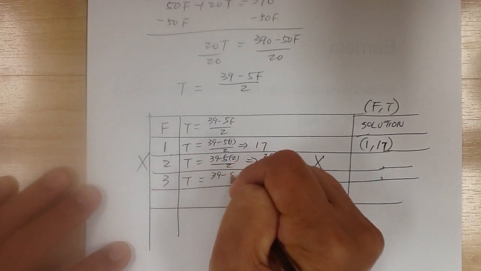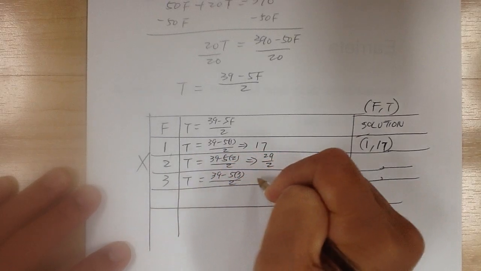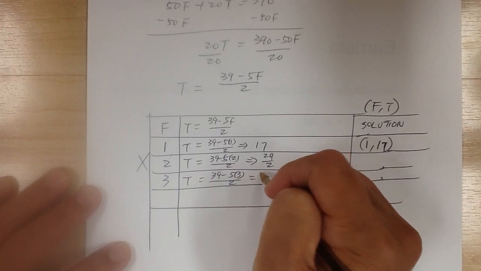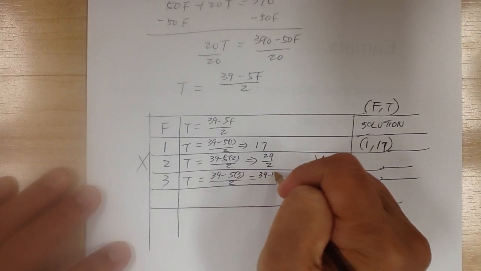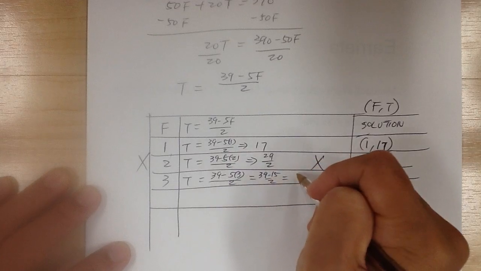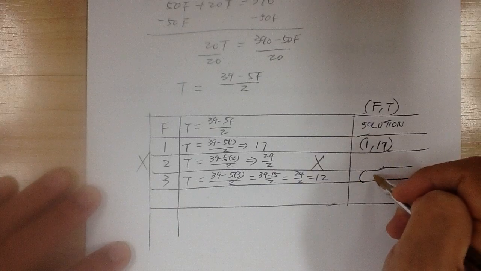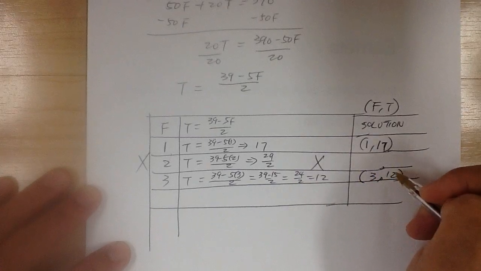So 39 minus 5 times 3 over 2. And this will give you 39 minus 15 over 2, so equal to 24 over 2, equal to 12. So for this one, you're going to get 3 comma 12.